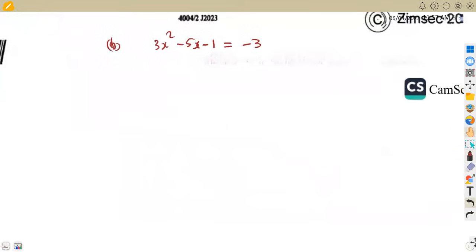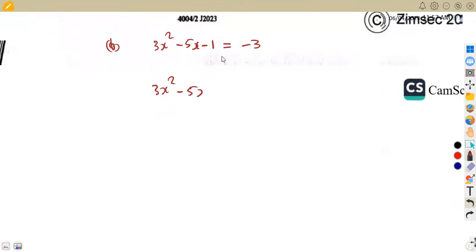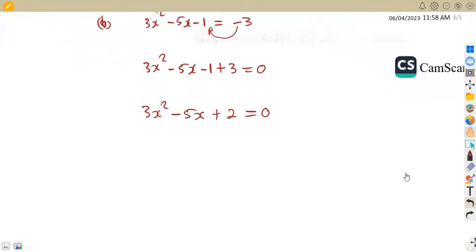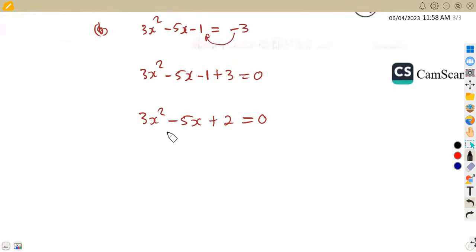How can we solve for x? We transpose the -3 to the other side so that it becomes +3. So it's -1 plus 3, giving 3x squared minus 5x plus 2 is equal to 0. You can use factorization, the quadratic formula, whatever method. Last time we used the quadratic formula, so this time let us just try to use factorization.